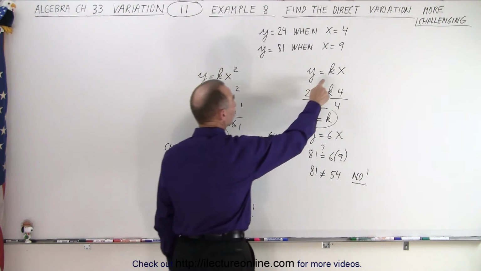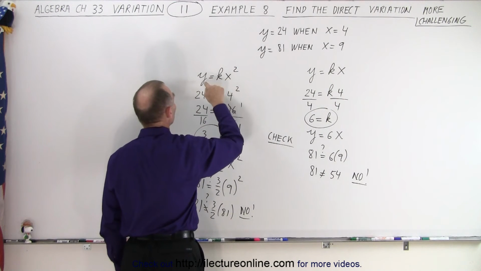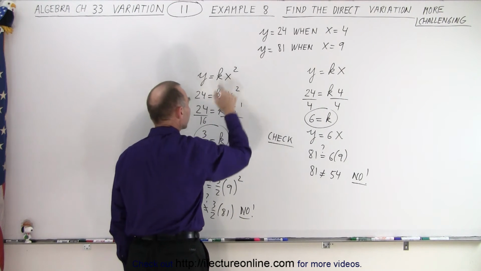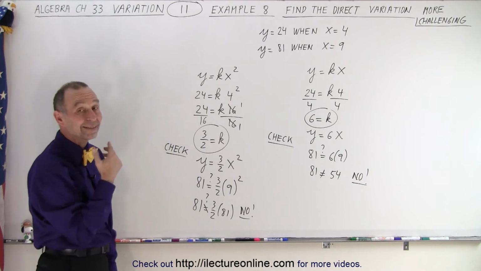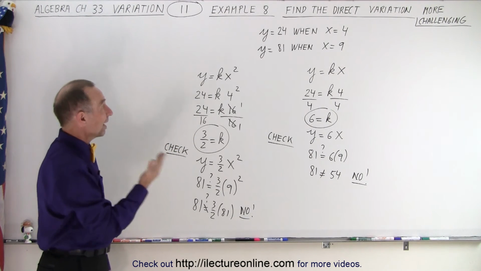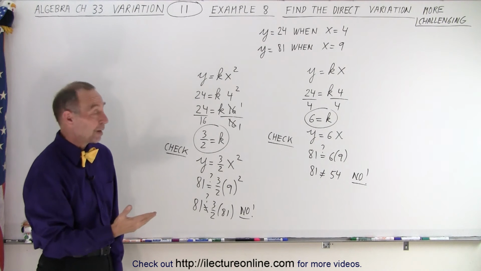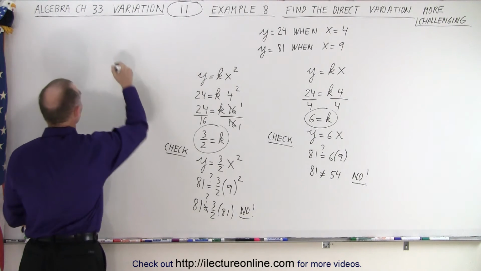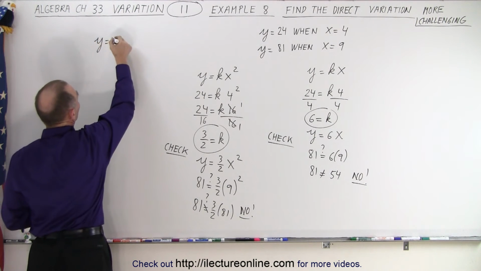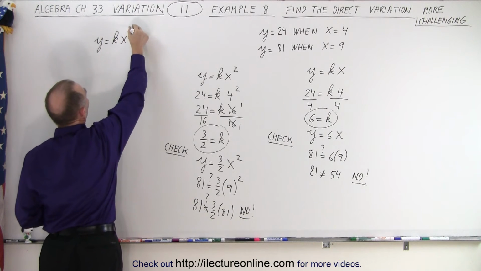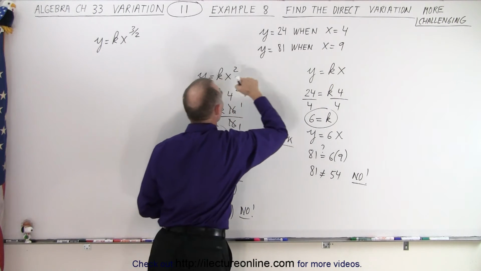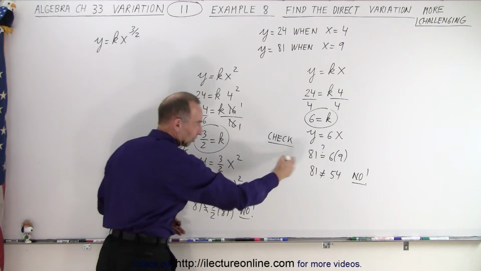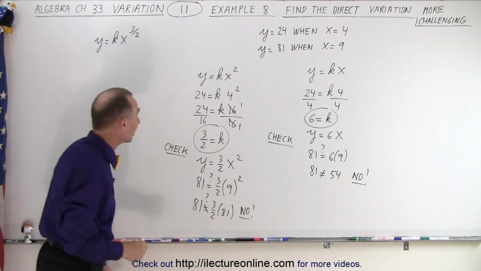Here we had y equals k times x, and here we had y equals k times x squared. And it's somewhere in between the two. Maybe it's x to the 1.5 power, which is the 3/2 power. Well, let's try that. So we have y is equal to k times x to the 3/2 power. So halfway in between x to the first and x to the second, because it has to be somewhere in between. All right, let's try that.